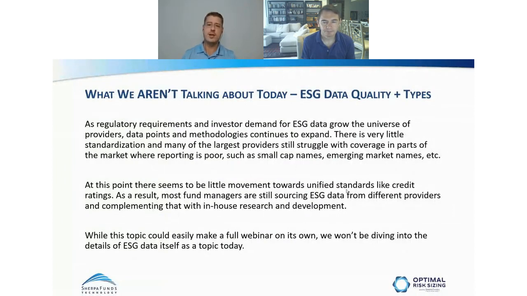Without going into the details, this is something that I would say every fund manager we work with uses different ESG data in a different way. And so it's a huge space. There are more providers coming on all the time. The data requirements are changing. The disclosure requirements are changing.